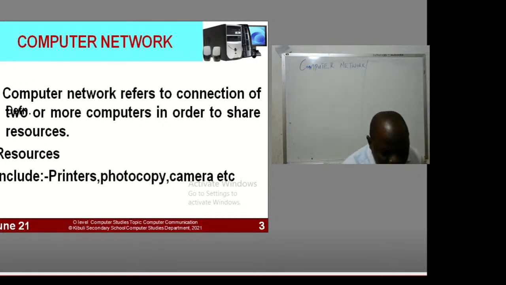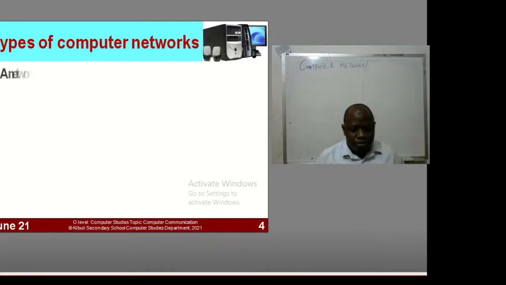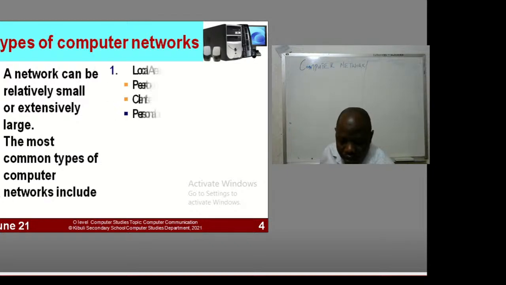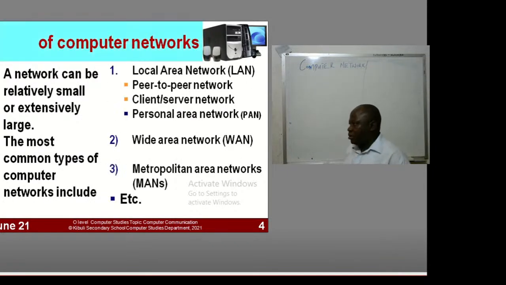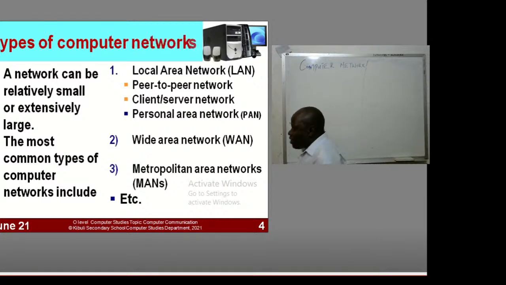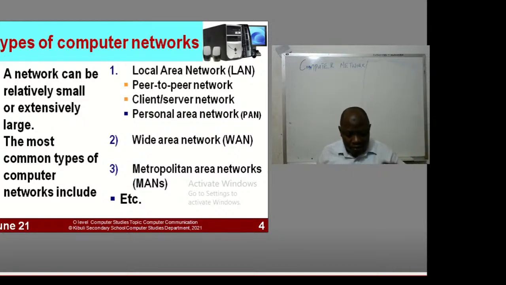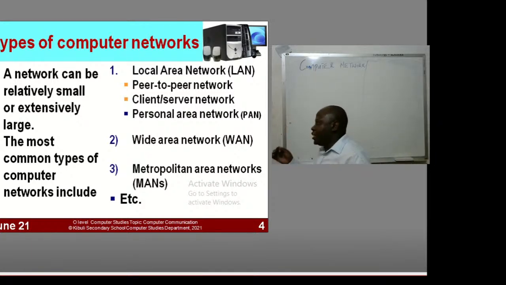So to continue, we shall look at the types of computer networks. As we look at the types of computer networks, I would like you to take note of the following, because we have networks within other networks. So we shall be looking at networks within networks. A network can be relatively small or extensively large. You can talk about a network in Chile Secondary School. In our lab, it can be just that place, the lab.